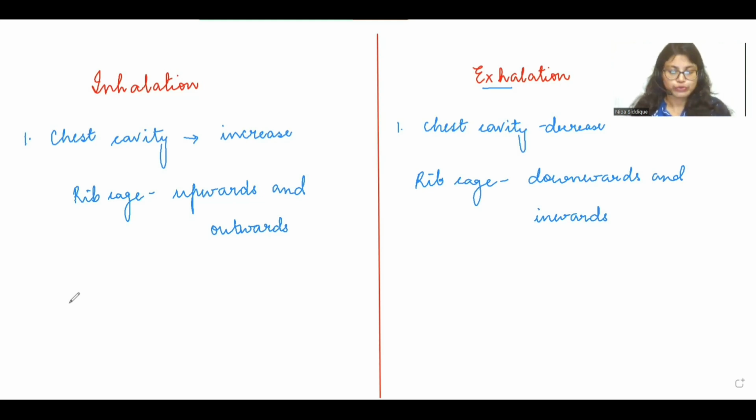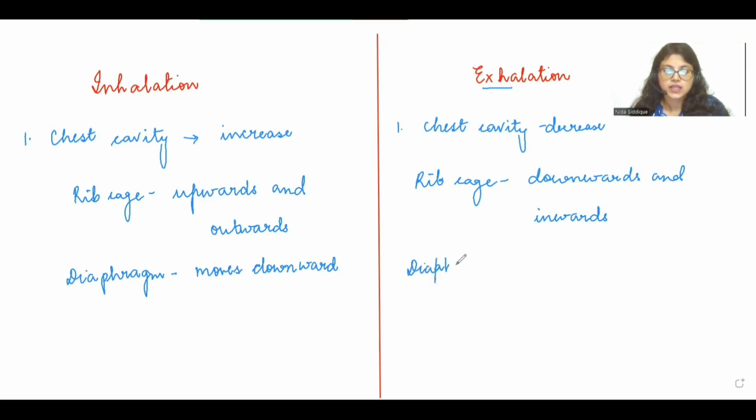Next is the diaphragm. So what happens to the diaphragm during inhalation? The diaphragm is going to move downwards, okay, so that there is an increase in the surface area. It moves downwards. And during exhalation, what happens to the diaphragm? It returns to its normal position and moves upwards so that the surface area is reduced and the air moves out.